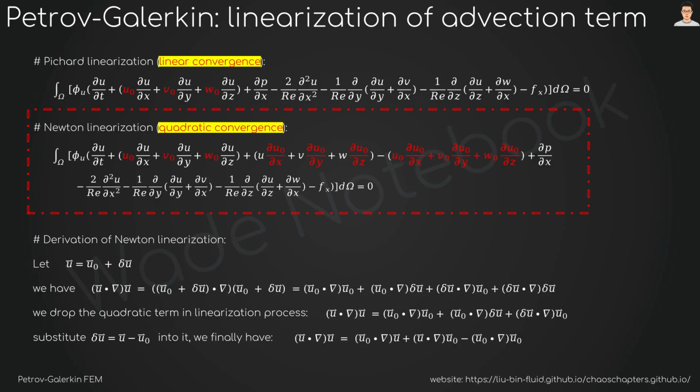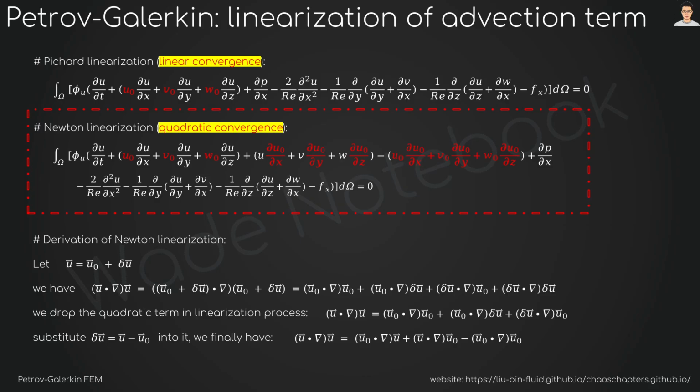However, the Picard linearization technique only has linear convergence, and it is too slow to achieve the final solution. To achieve quadratic convergence speed, we apply the Newton linearization technique in this video. Therefore, the linearized weak form of the x-component of the Navier-Stokes equation can be written in the form shown in the red box, in which the terms related to Newton linearization are highlighted in red.